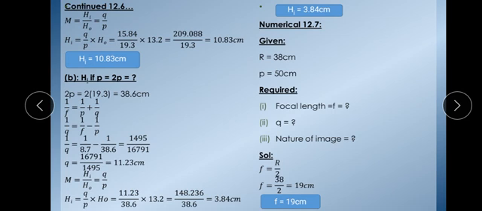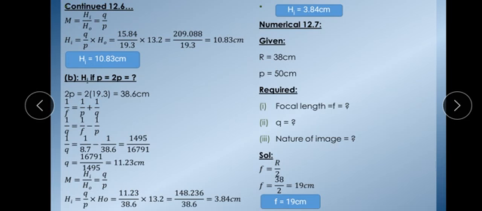So for solving the 12.7 numerical, the statement is: Nabila uses a concave mirror when applying makeup. The mirror has a radius of curvature 38 centimeter. What is the focal length of mirror? Nabila is located 50 centimeter from the mirror. Where will her image appear? Will the image be upright or inverted?